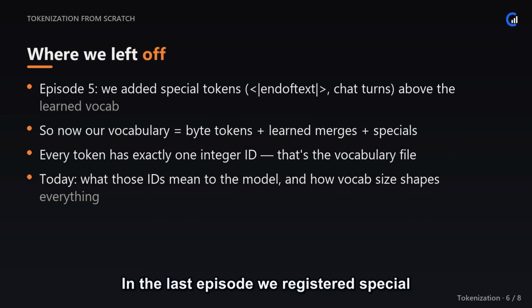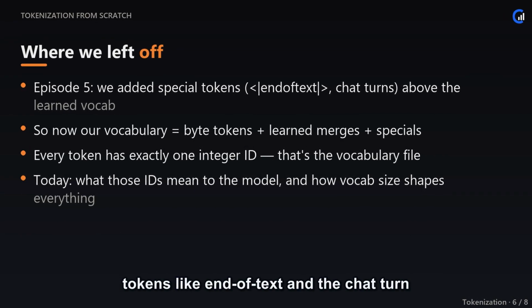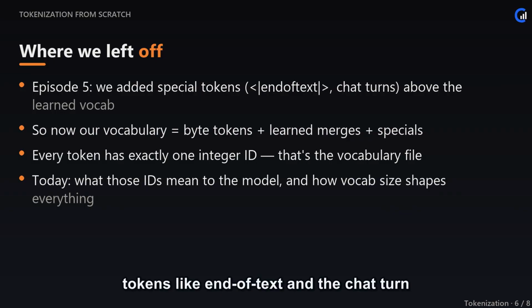In the last episode, we registered special tokens like end of text and the chat turn markers above our learned vocabulary. So our vocabulary is now 3 layers: the base byte tokens, the merges we learned, and the special tokens on top. Each one maps to a single integer ID. Today we ask the deeper questions: what does an ID actually mean to the model, and how does the size of this vocabulary affect cost, speed, and even what the model can reason about?